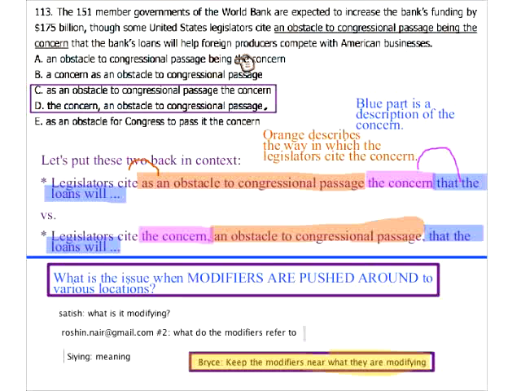Has an obstacle. In this sentence, it's describing the way that this thing is cited. So I'm not real big on terminology and stuff, but it's describing this action. That's how they're, it's kind of like I think of this as an obstacle.